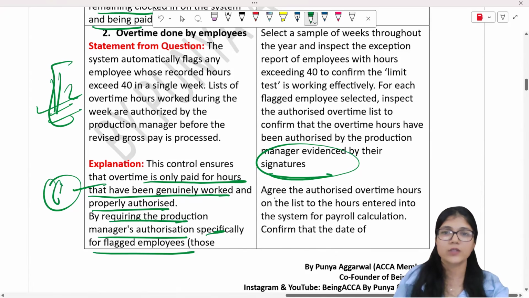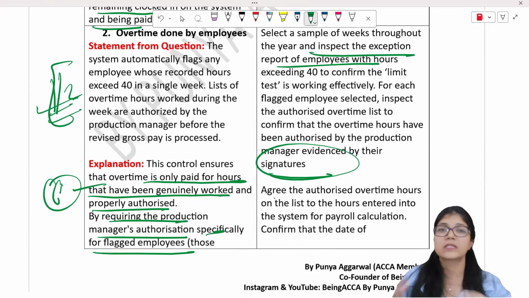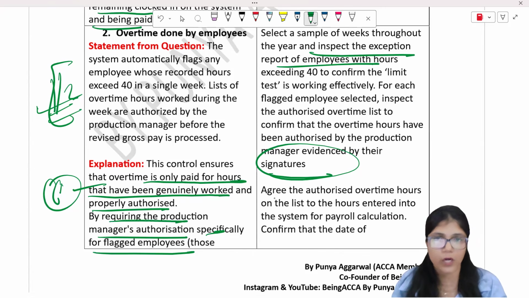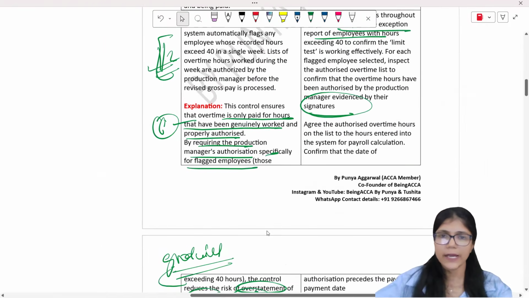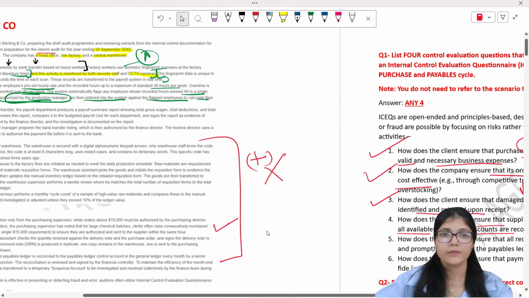Review a sample of weeks, every other week, and inspect the inspection report. See how many hours have exceeded 40 hours, and if it has exceeded 40 hours, have you genuinely paid them the overtime amount or not? So that could be your next point over here, right? Let's move to the next point now.